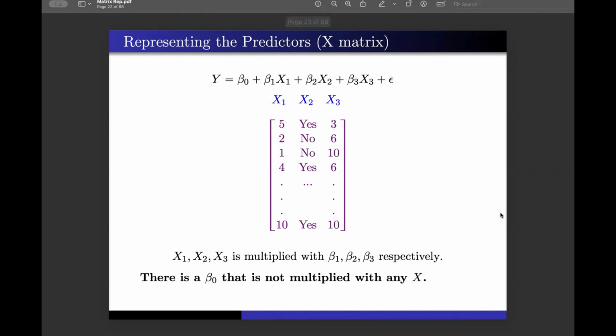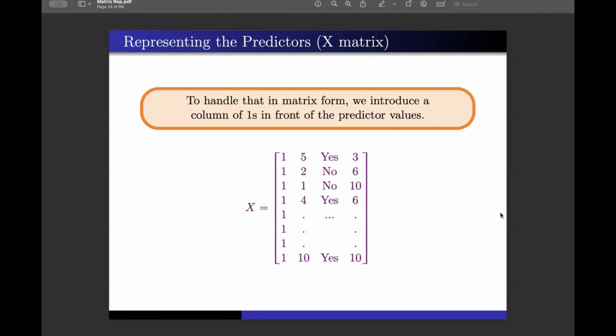But in the linear model equation, we have beta naught, which is not multiplied with any x. So to handle that in matrix form, we introduce a column of ones in front of the predictor values. So now the X matrix would become a column of ones, which corresponds to the beta naught that is not multiplied with any independent variable, and then the values of all the other independent variables present in the data set for n number of observations.